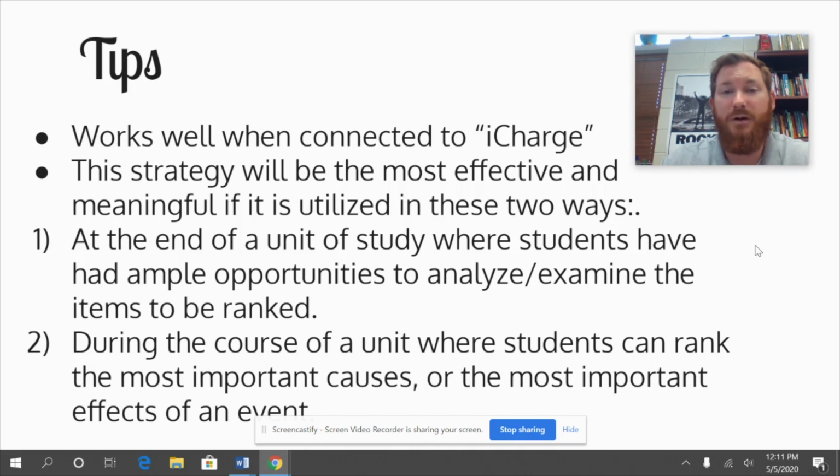Some tips for facilitating the strategy: it works well with iCharge, as I showed you, so use it in conjunction with iCharge. It's most effective at the end of a unit of study when you have had ample opportunities to analyze and examine the items that you're ranking. It can also be used during the course of a unit where students can rank the most important causes or the most important effects of an event. So you can use this to analyze cause and effect.